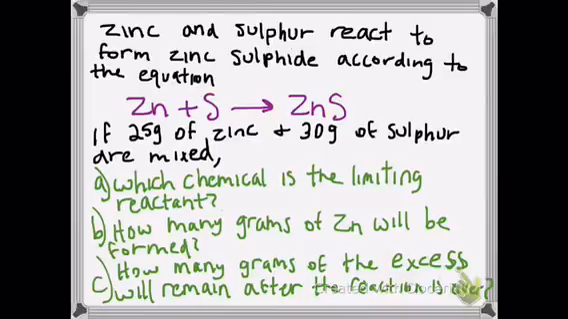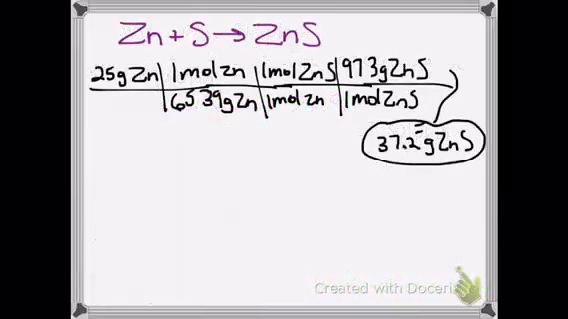A. Which chemical is a limiting reactant? B. How many grams of ZnS will be formed? C. How many grams of the excess will remain after the reaction is over? In order to do this, we need to get from grams of Zn to grams of ZnS.